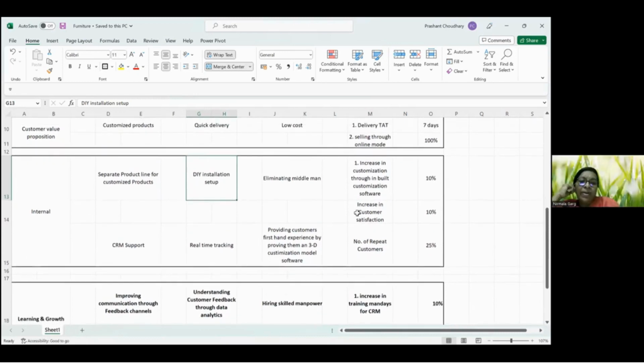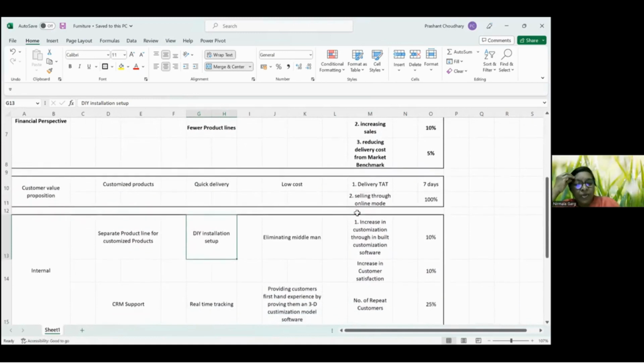Okay, all right. So don't come to L&D, I will speak about it. Right now, we'll only talk about customer value proposition. What is it that you want to deliver to the customer, and how will you deliver that, looking at the business processes? So yes, 2 or 3 business drivers you have shown me, so we will work on them. Like for example, do-it-yourself installation setup, thereby you are eliminating the middleman and CRM support and separate product lines for customized products.